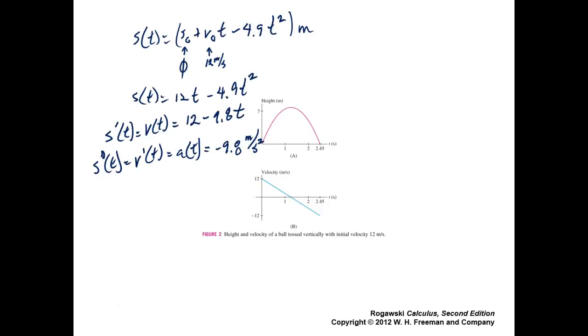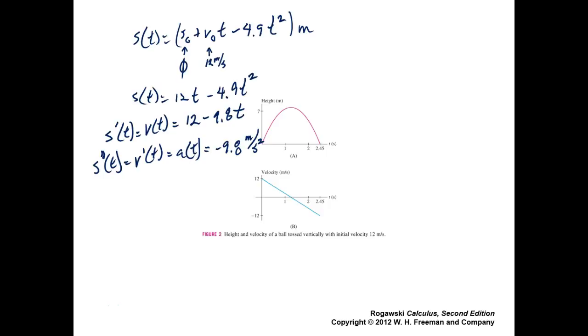Now, our acceleration of the ball would be negative because it's pulling it downward. So, negative 9.8 meters per second squared. That is your A of t. As expected, the acceleration is constant with the value negative g, which is negative 9.8 meters per second squared. As the ball rises and falls, the velocity is always decreasing, because it's decreasing upward, increasing downward.